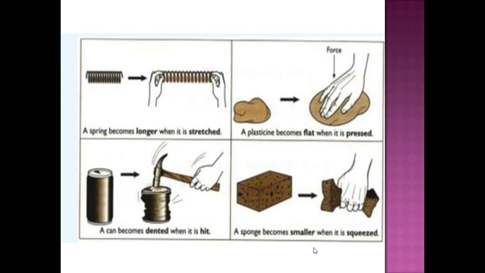And the second one, you have a clay or a mold or dough. When you press it, what is happening, children? It becomes flat. In the third case, you have a can, you're hitting it with a hammer. What is happening, children? It becomes dented or it deforms. Now you have the last one, a sponge. When you squeeze the sponge, what is happening? It becomes smaller. In all these cases, children, you can notice that the shape of the object has been changed. Isn't it, children? The shape of the object has been changed.